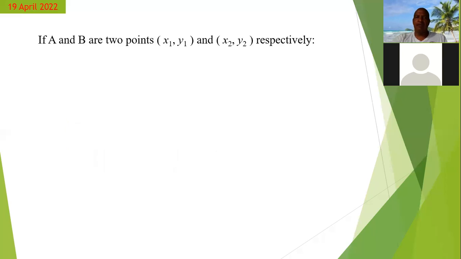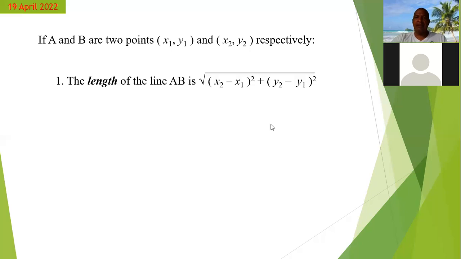So if we have 2 points, and these are general points now, A and B, the 2 points are generally labeled as the point A would be labeled as x1, y1, and the point B labeled as x2, y2, respectively. Then in terms of a formula, we can use this formula to find the length of a straight line.